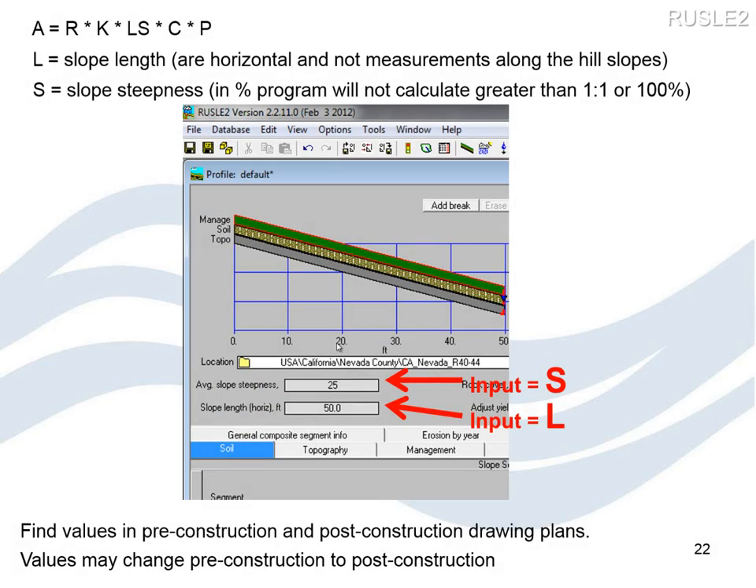So the next 2 factors are really the topographic factors in Russell 2. Specifically, it's slope length, and it's the horizontal slope length, and we have a graphic in here that kind of shows what we mean by horizontal slope length. And then slope steepness is the other topographic term, so that's in percent. So in this example we've got 25% slope steepness and 50-foot slope length.